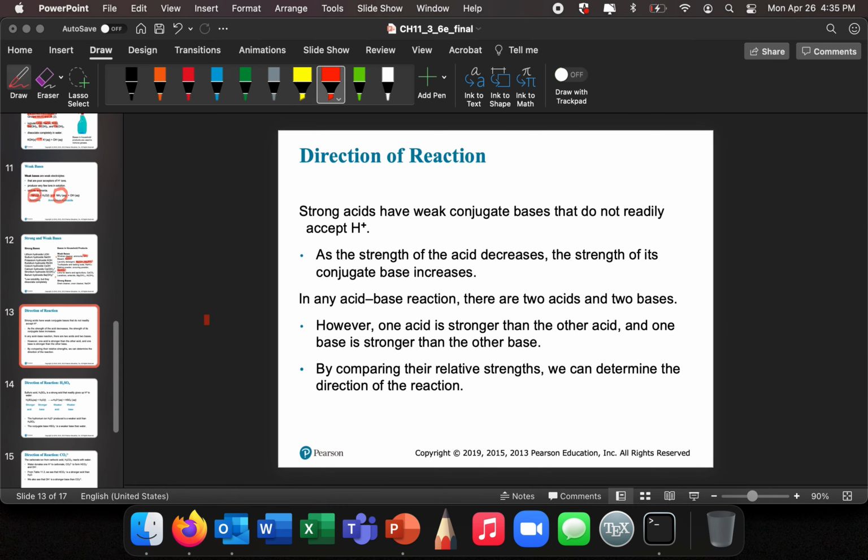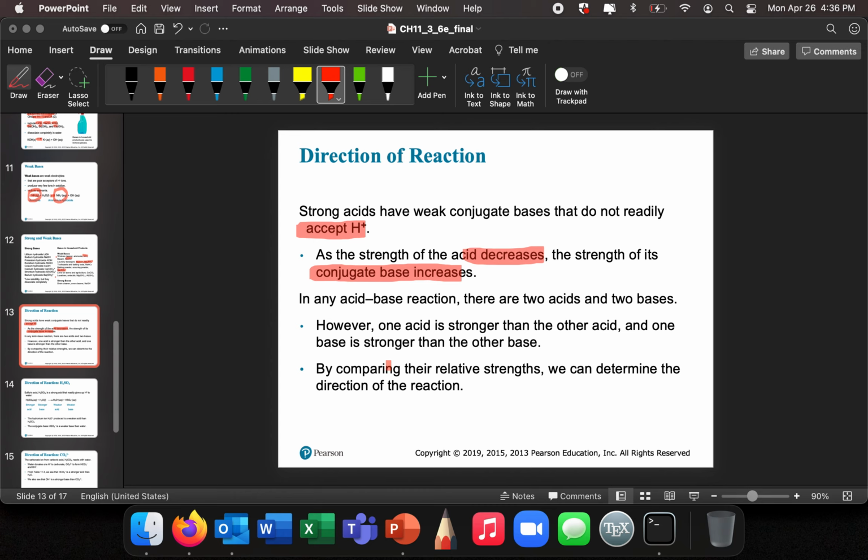Now, the direction of a particular reaction depends on how strong or weak an acid is. So strong acids have weak conjugate bases that do not readily accept H+, all right? Because they're weak. As the strength of the acid decreases, the strength of its conjugate base increases.